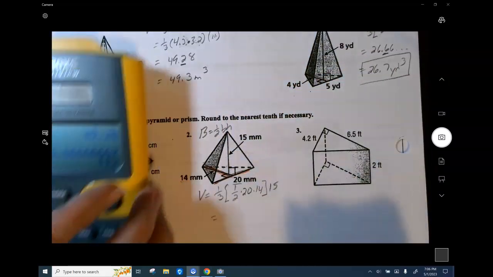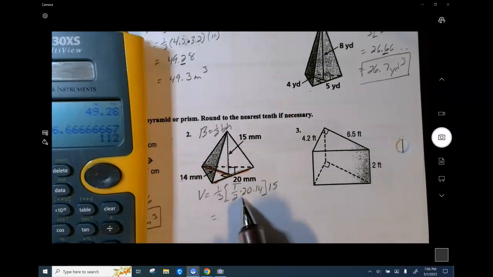So now, look at all that we get to multiply. 1040 times.